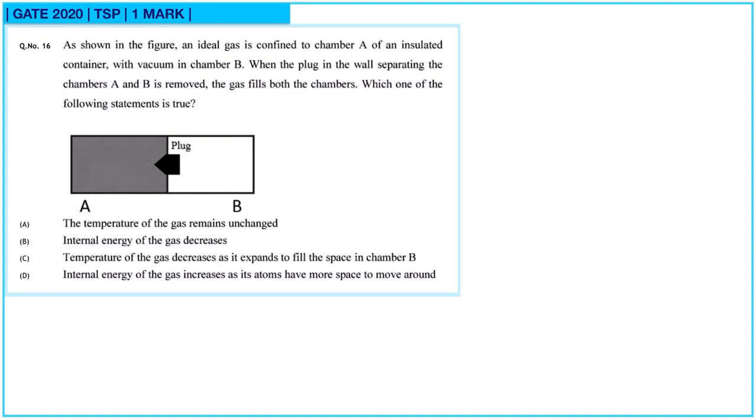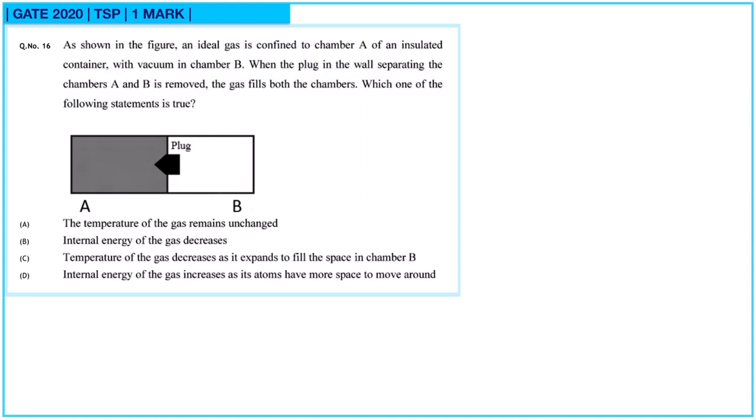Question number 16. As shown in figure, an ideal gas is confined to chamber A of an insulated container with vacuum in chamber B. When the plug in the wall separating the chambers A and B is removed, the gas fills both the chambers. Which one of the following statements is true?